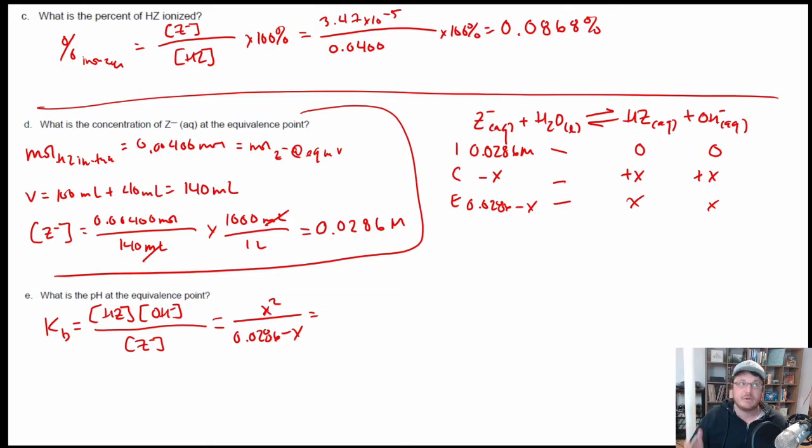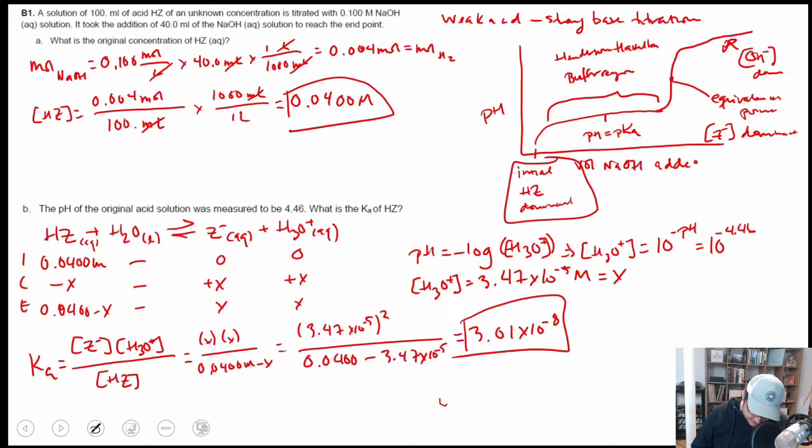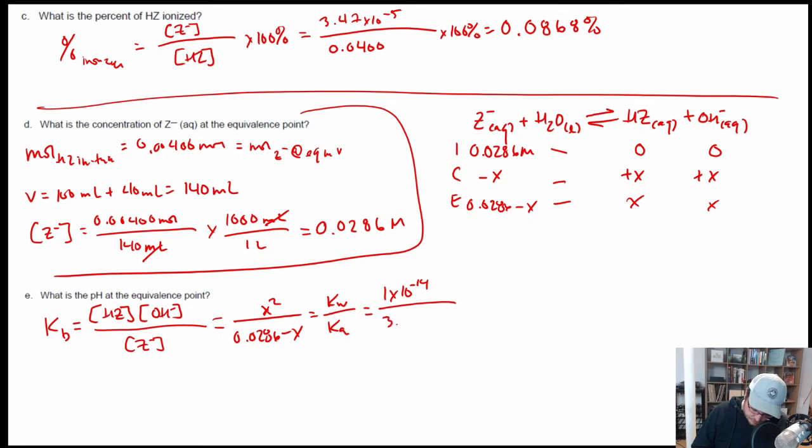We don't specifically know the Kb, but we know the Ka because we calculated that in part B. So we can easily figure that out because that's simply Kw over Ka. So now we have 1 times 10 to the negative 14 divided by, what was it, 3.01 times 10 to the negative 8. So we plug that in. We get 3.32 times 10 to the negative 7 as the Kb value. So we have that right there.